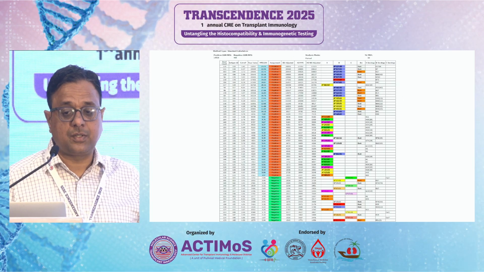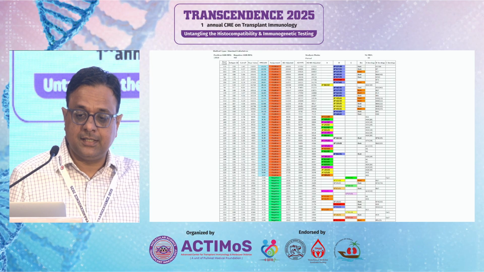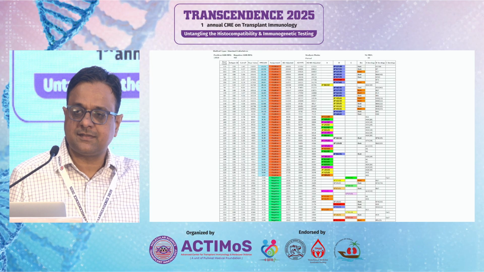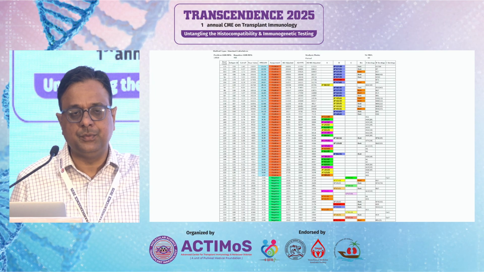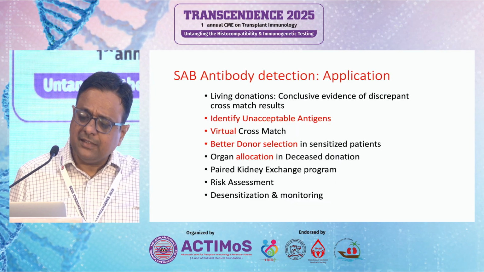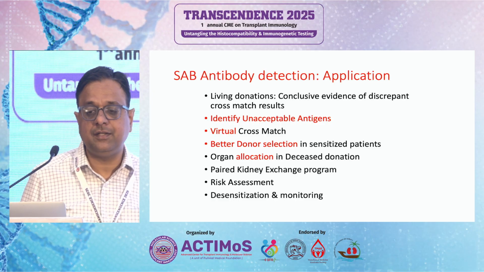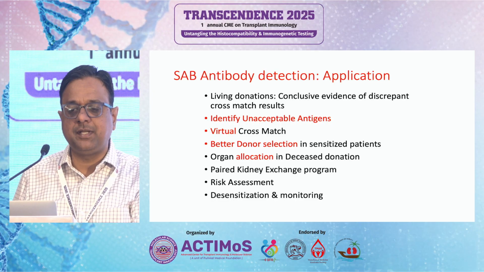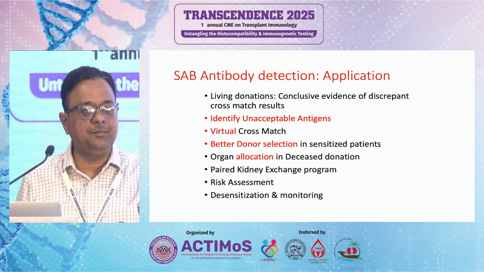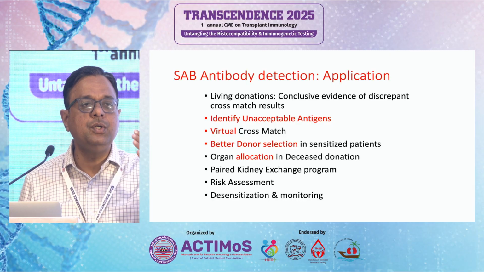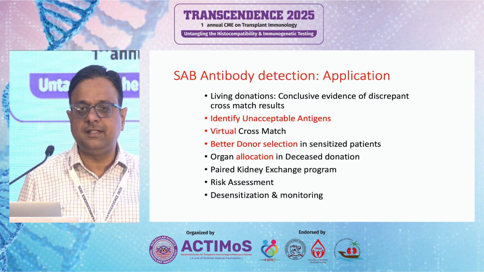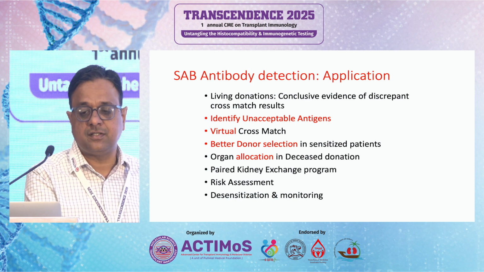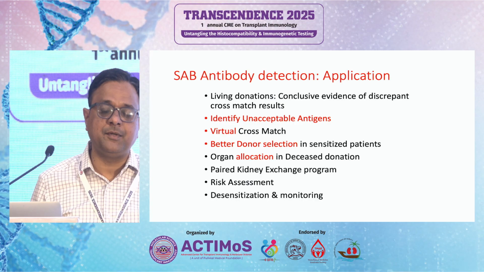So this information looks like this. We have the alleles or the antigens on one side, which is positive, which is negative, and the MFI value. This information helps us identify which are the unacceptable antigens. Unacceptable antigen means an antigen which should not be in the donor. So I do not want a donor who will have this A2 antigen, if the patient has an A2 antibody with a high MFI value.